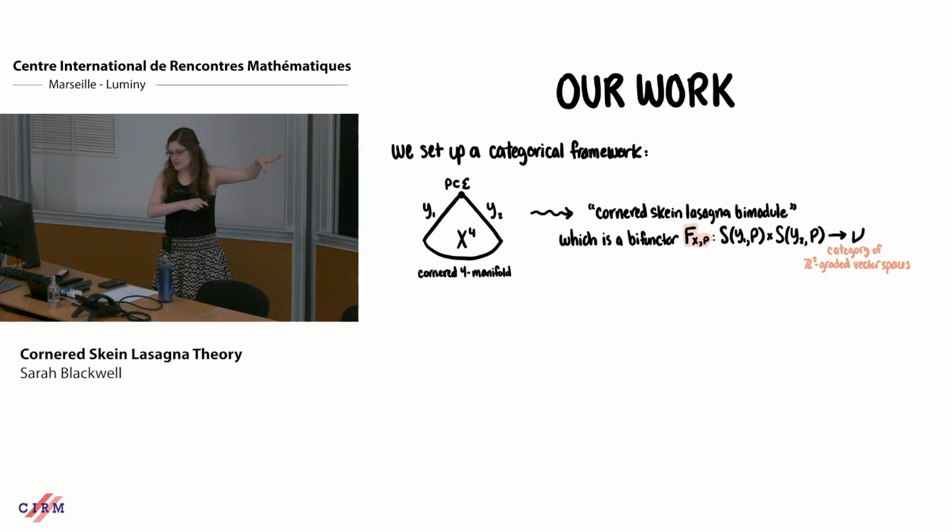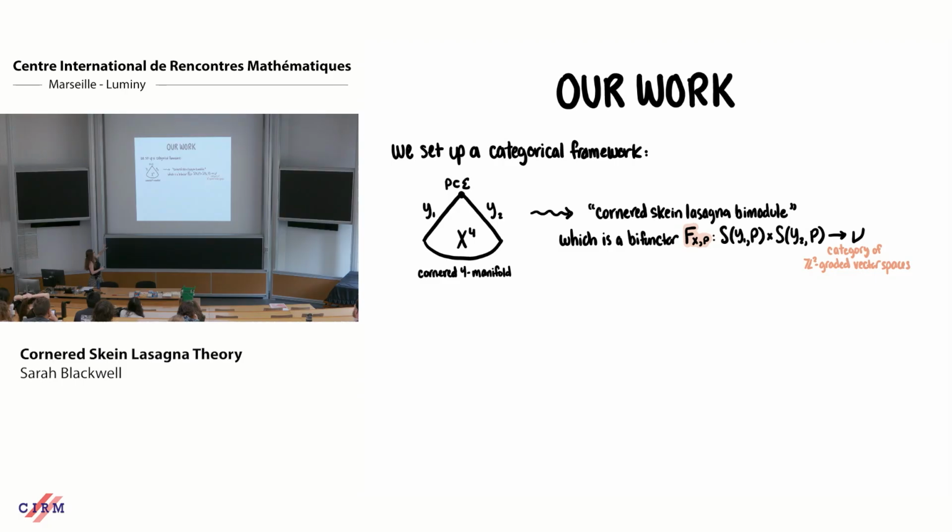In other words, it doesn't have to be this, but you could think of it as a piece of a trisection. Again, just that curved part, not a boundary. Okay, so to this, I'm going to associate a cornered Skein Lasagna bimodule.